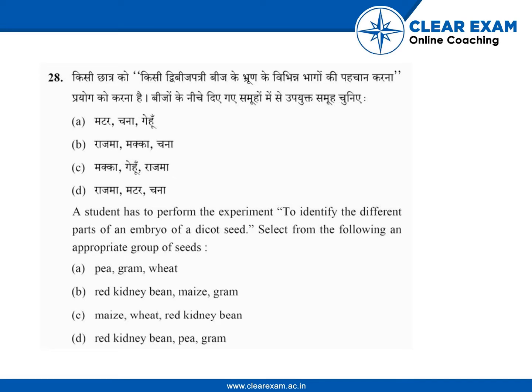Hey guys, in this question we need to select the appropriate group of seeds out of the given options, where a student has to perform the experiment to identify the different parts of an embryo of a dicot seed. So we need to know that the appropriate group of seeds are which can be divided into two parts.